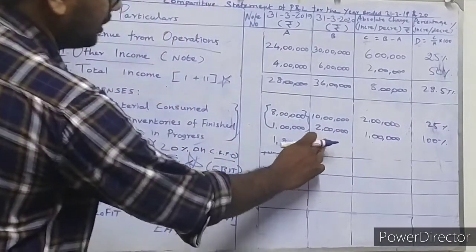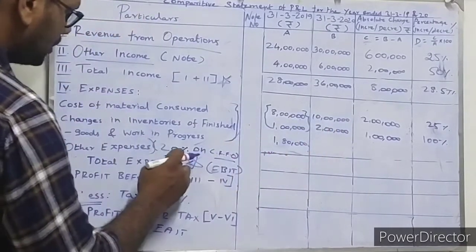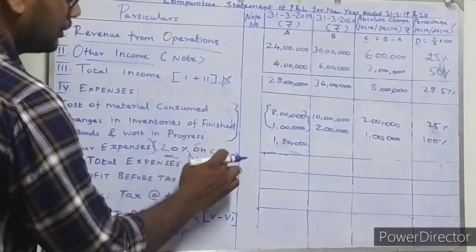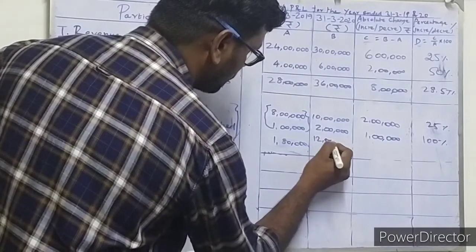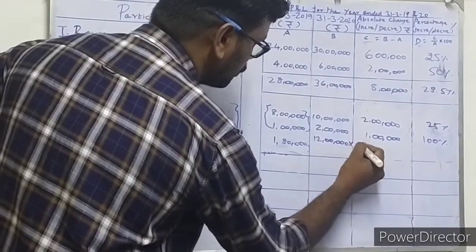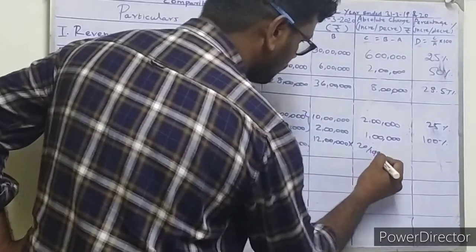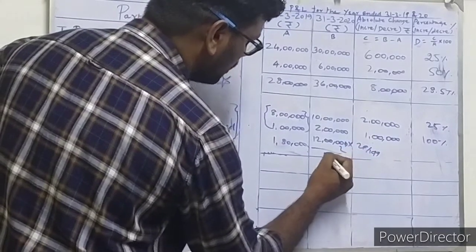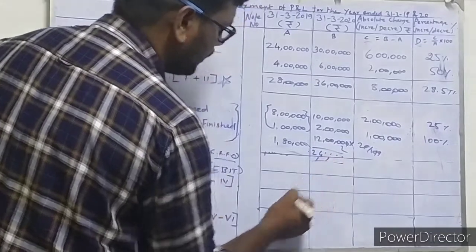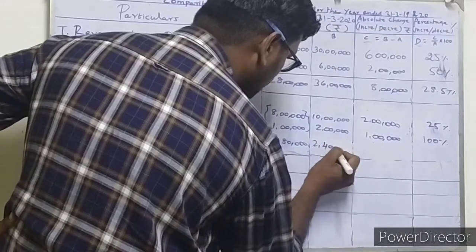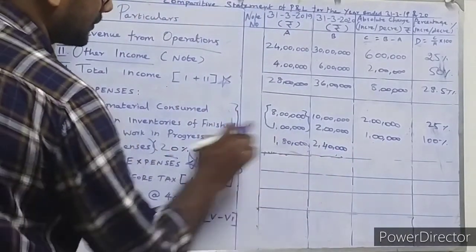The next one is for the present year. 10 lakh plus 2 lakh, collectively 12 lakh rupees. On this 12 lakh, 20% will be considered as other expenses. So 12 lakh into 20 divided by 100, which is 20% on 12 lakh. That is 2,40,000 rupees. This 2,40,000 rupees will be considered as other expenses for the present year, isn't it?